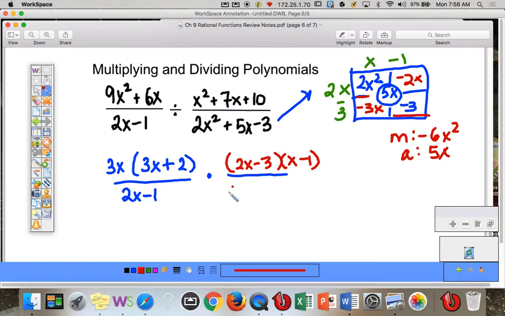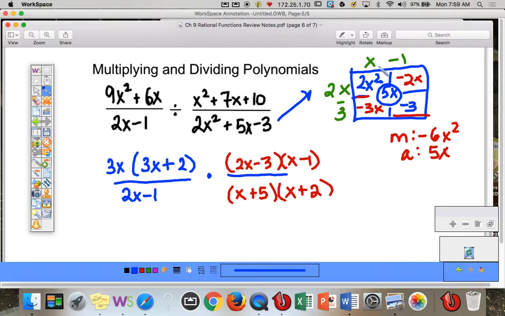The top will use a box and circle, so this will be what multiplies to 10 adds to 7. So x plus 5, x plus 2. All right, next step, see if there's any factors that are the same that you can cancel from top and bottom here. And it doesn't look like there's anything.